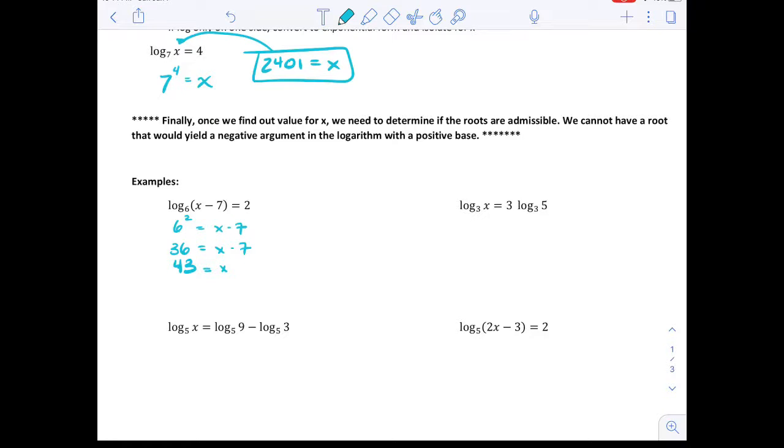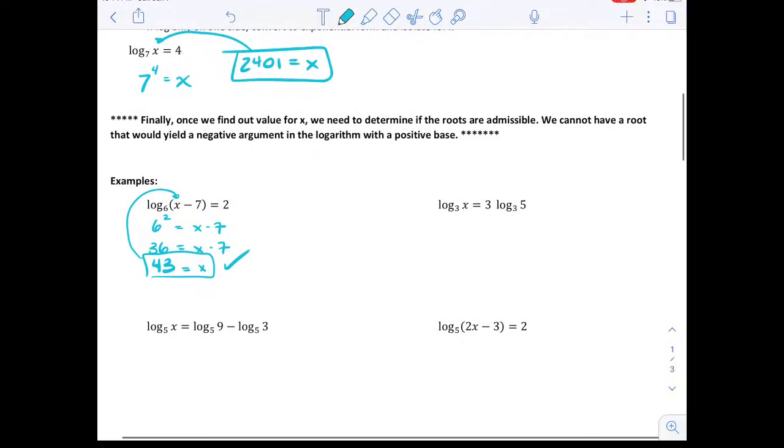Now I say, does that make sense? Can I have an answer of 43? Well, the argument 43 minus 7 is a positive number, so we're okay with that. Let's keep going.